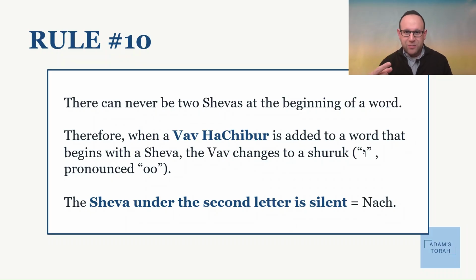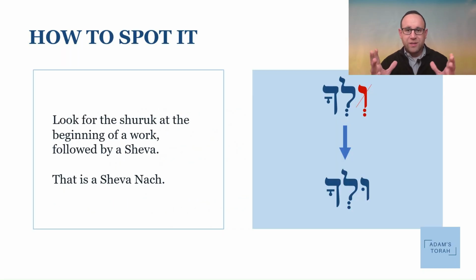And when you have this Vav HaChibbur that is pronounced as U, this rule number 10 tells us that a Vav HaChibbur that's pronounced as U is followed by a Sheva Nach, a silent Sheva. So to say the rule clearly, if there is a Vav HaChibbur at the beginning of a word, which is the U sound, an opening Shuruk, the following letter, if it has a Sheva, it is a Sheva Nach. So let's see how we can spot it.